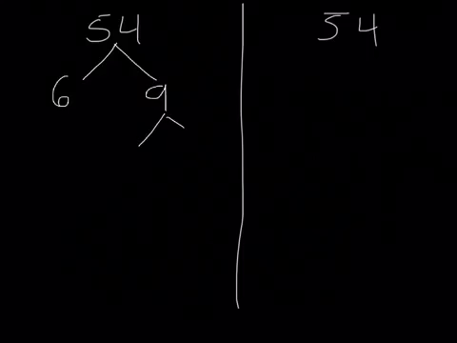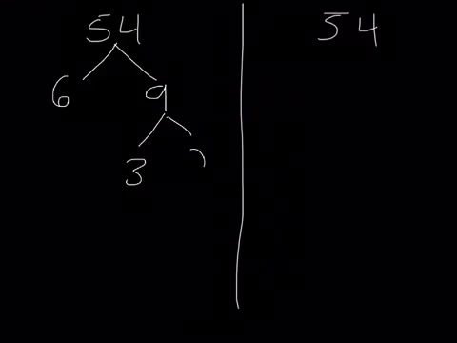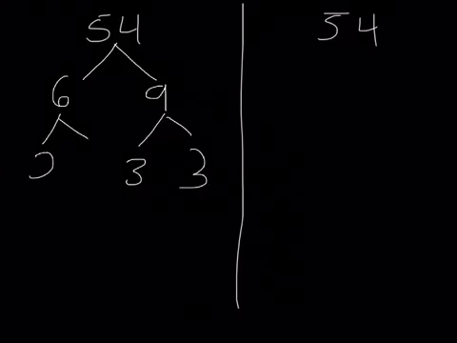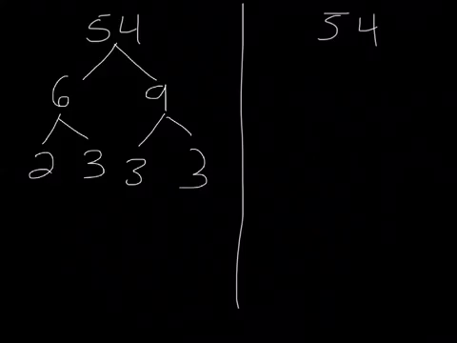And then this one's easy. 3 times 3. I'm done. I can't break down these 3's into any more factors because they're prime numbers. Okay, and then 2 and 3. And the way you check is by multiplying your prime factors to see if you get the numbers.